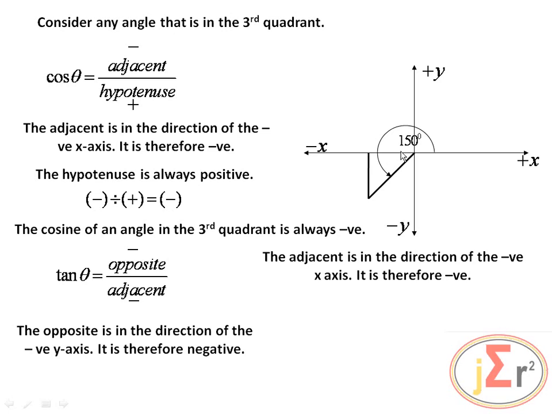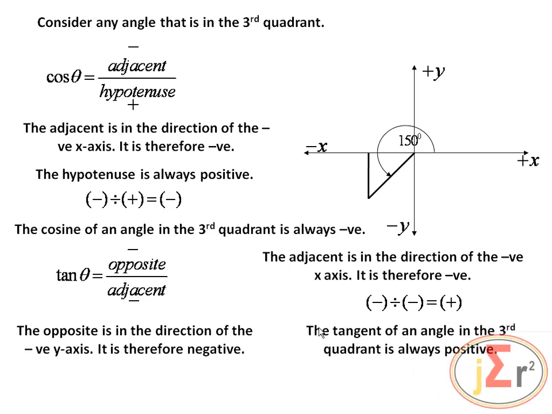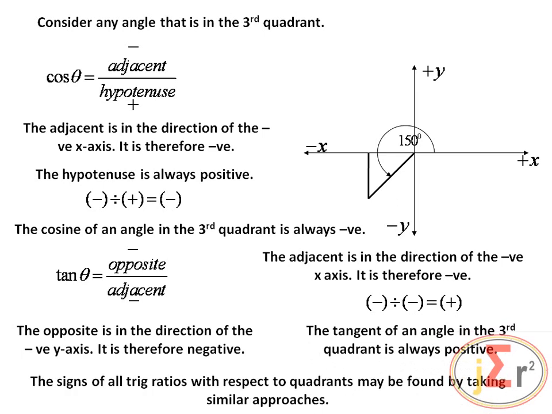Remember that the angle is taken relative to the horizontal axis all the time. And we are talking about this acute angle that the line concerned makes with the horizontal axis, which is this one. Now, negative divided by negative is positive. The tangent of an angle in the third quadrant is always positive. The sign of all trig ratios with respect to quadrants may be found by taking similar approaches.